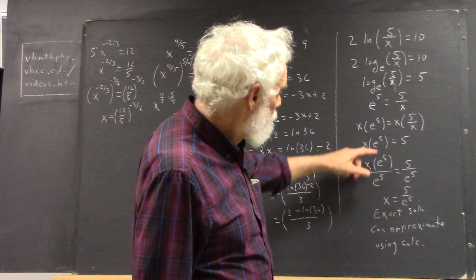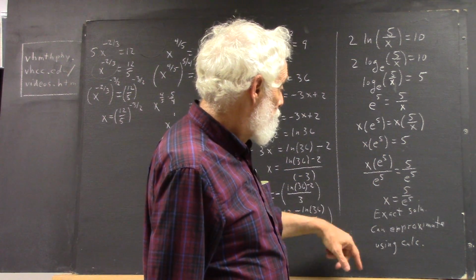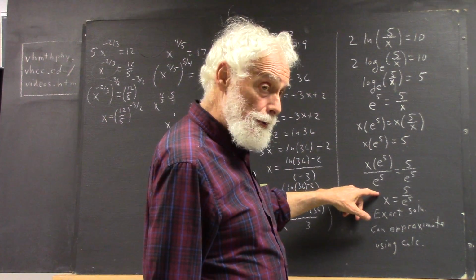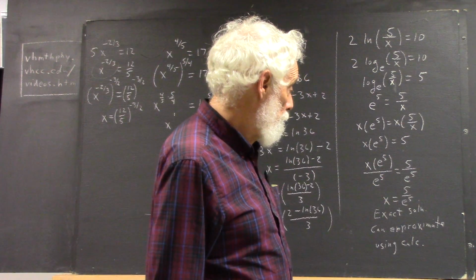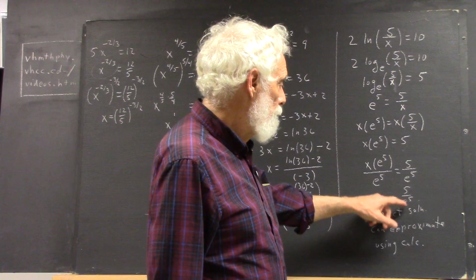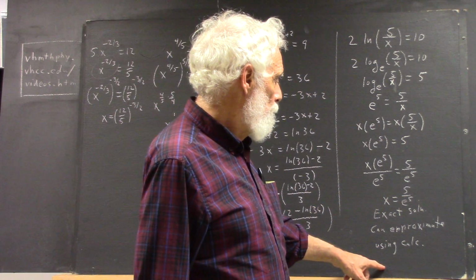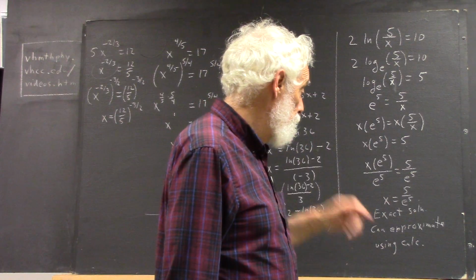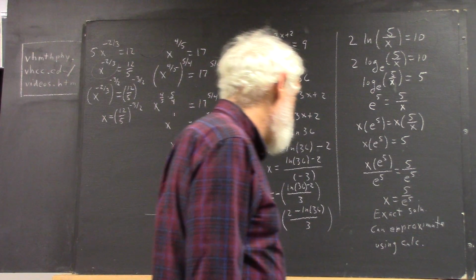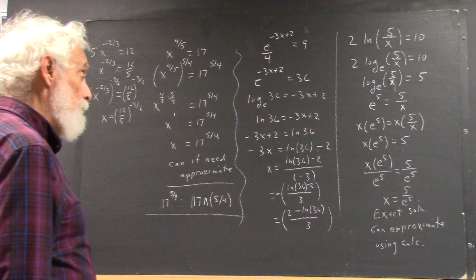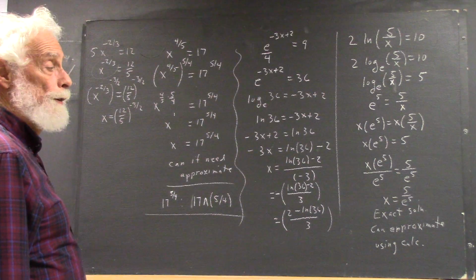Well, we divide both sides by e to the 5th. X times e to the 5th over e to the 5th equals 5 over e to the 5th. So that x equals 5 divided by e to the 5th. And this is an exact solution, which we can approximate if we wish using a calculator. Okay. You're going to get something like 0.03 something, I believe.